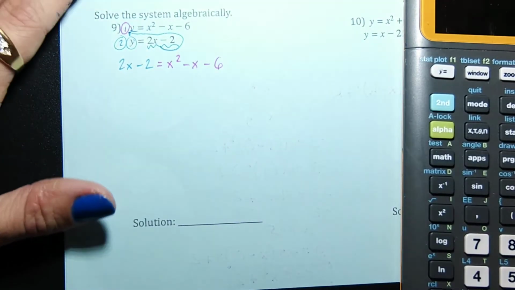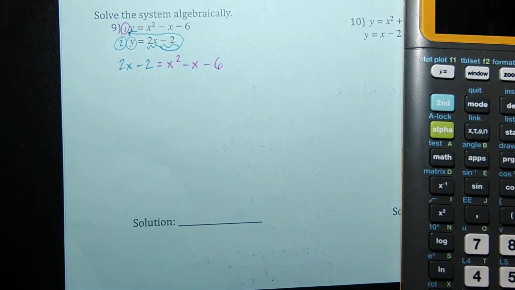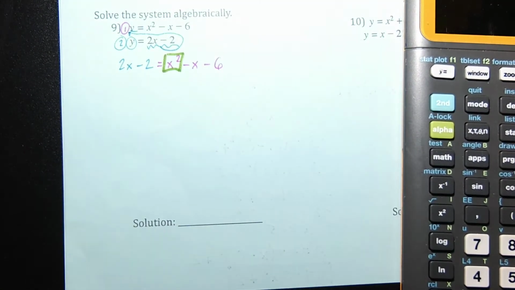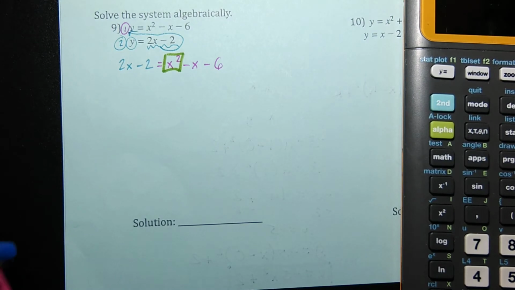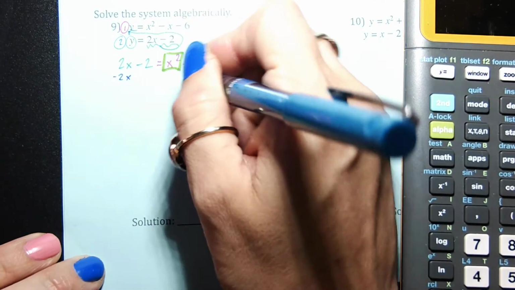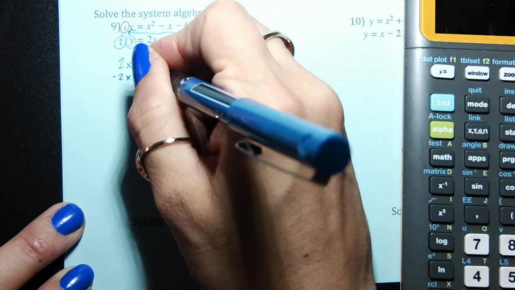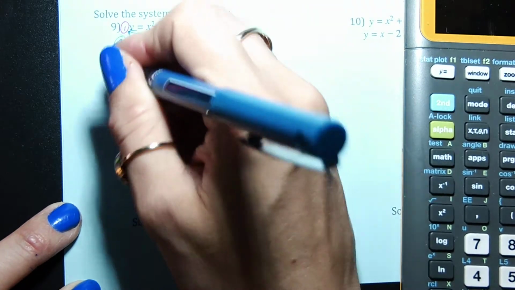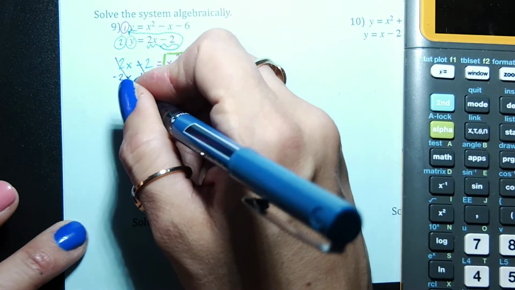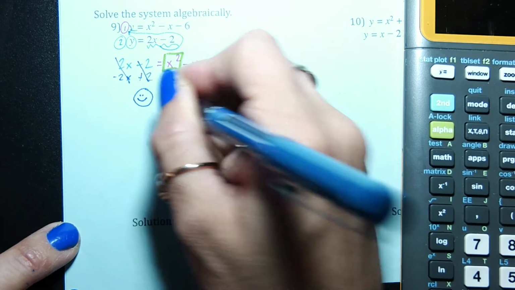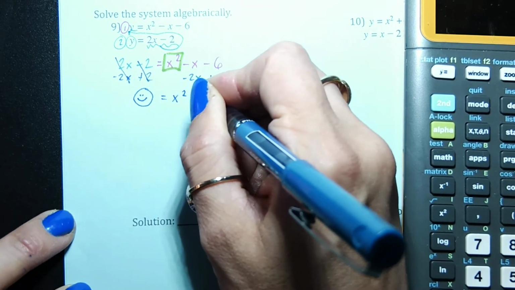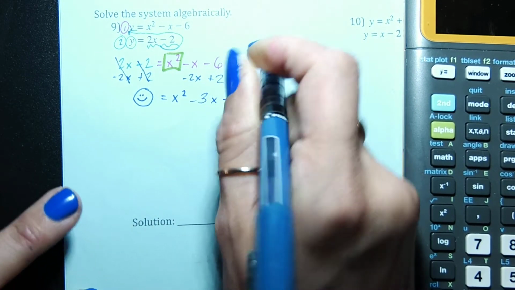So what do you think? Should we move everybody over to the right or everybody over to the left? To the right, to get the a value positive. We want that a value to stay positive. Currently we have a positive x squared, so we want to keep it that way. I'm going to stack it under the x since I'm going to combine those like terms. Move this guy over here, stack it under the constant. Goodbye, goodbye. And there's our 0 equals x squared minus 3x minus 4.